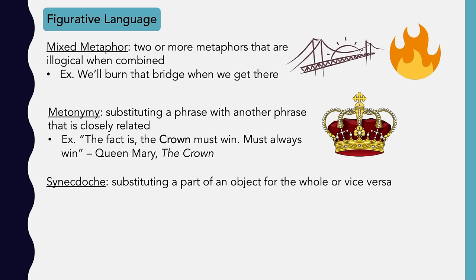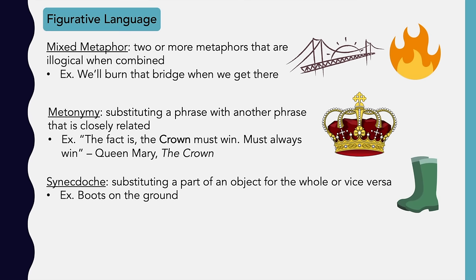Next is synecdoche, which is a more specific example of metonymy, and it allows us to substitute a part of an object for the whole, or vice versa. So for example, saying boots on the ground is an example of this, because the boot actually represents a part of a larger whole, which is a soldier or a military force. So boots don't actually mean literal boots. They are meant to represent a larger whole.